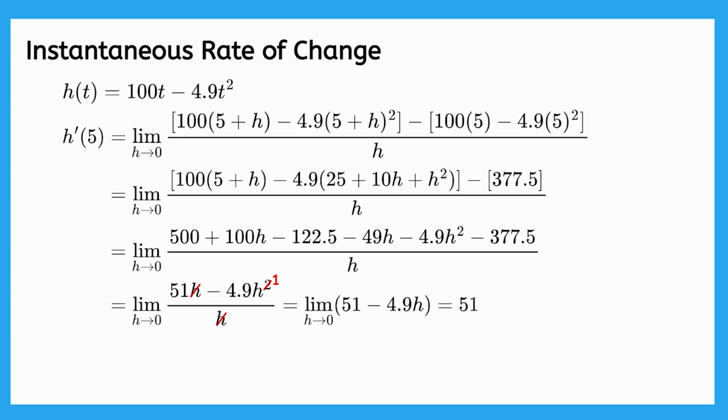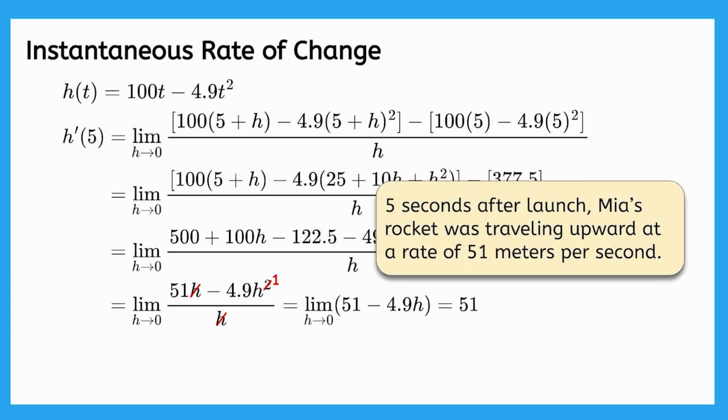But what does that mean? We know it means that the slope of the tangent line is 51, but what does that mean in the context of this problem? Remember, the derivative indicates the speed at which something is changing at a given instant. In this case, the speed at which the rocket's height was changing at the 5-second mark. This answer means that 5 seconds after launch, Mia's rocket was still zooming upward at 51 meters per second.